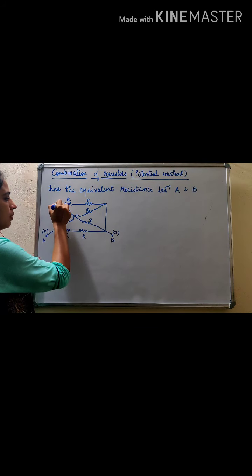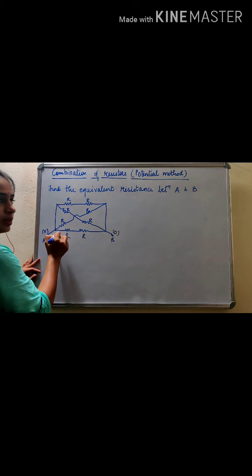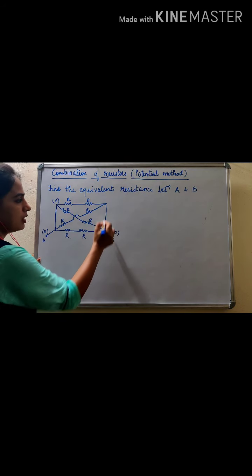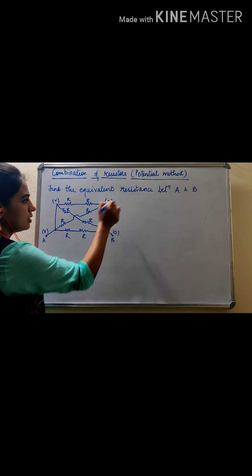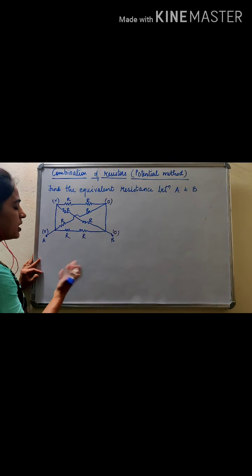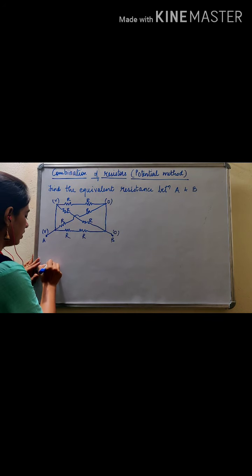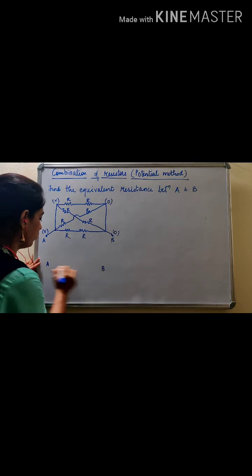What about this terminal? This and this are connected through a connecting wire. So this point will be at potential V. This point will be at potential 0. Any other points we have? No, we don't have any other points in between. So we can redraw the network using A and B points.